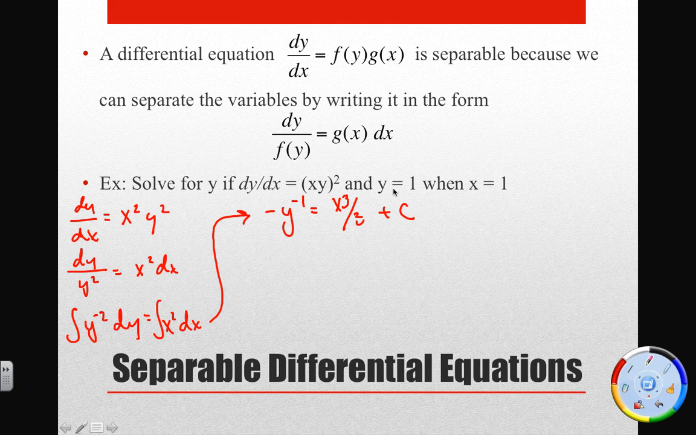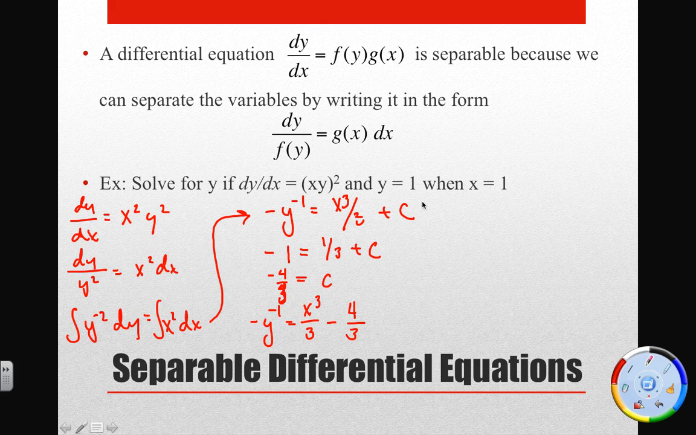Now we're going to use our initial value statement. Plug in y equals 1. So I get negative 1 to the negative 1, which is just negative 1, and x is 1, so I get 1/3 plus c. If I subtract 1/3 from both sides, I get c equals negative 4/3. So I'm going to substitute that back in. Negative y to the negative 1 is equal to x cubed over 3 minus 4/3. Sorry, that was supposed to be a 3 right there.